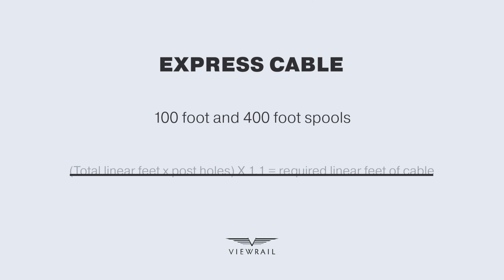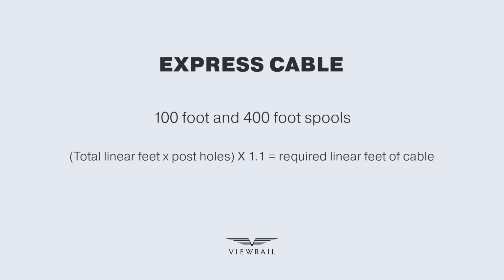Express cable comes in 100 or 400-foot spools. To determine how much cable you need, multiply the total linear feet of your level railing by the number of holes in your selected post. Then multiply that number by 1.1 to ensure you have enough cable in case you make any mistakes when cutting.